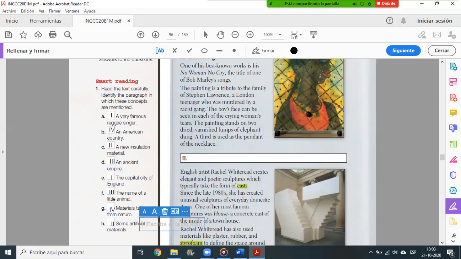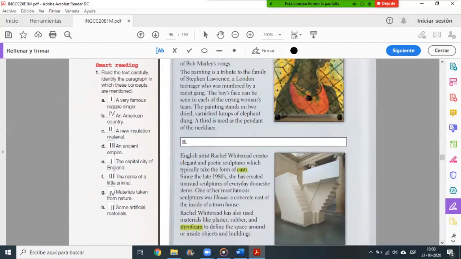And finally, letter H, here we have some artificial materials. In paragraph 2, en este párrafo se mencionan, ¿cierto? Some artificial materials. For example, it is mentioned plaster, rubber, and styrofoam. Plaster is yeso, rubber, goma, and styrofoam, polistireno. Okay, so paragraph 2.